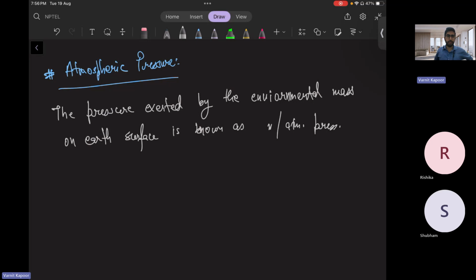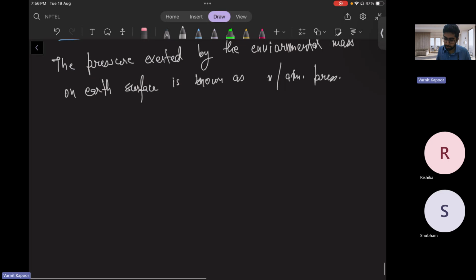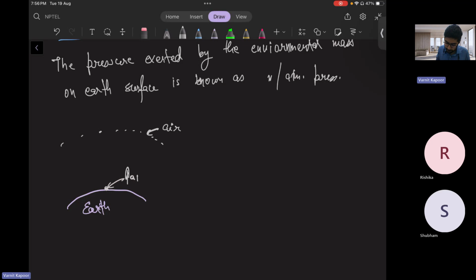If you want to measure through manometers or barometers, a liquid column of water, as we have seen, will be 13.6 times higher compared to that of mercury. So suppose this is your Earth. P atmosphere here, with the total amount of air on the Earth, will be 101.325 kilopascal.